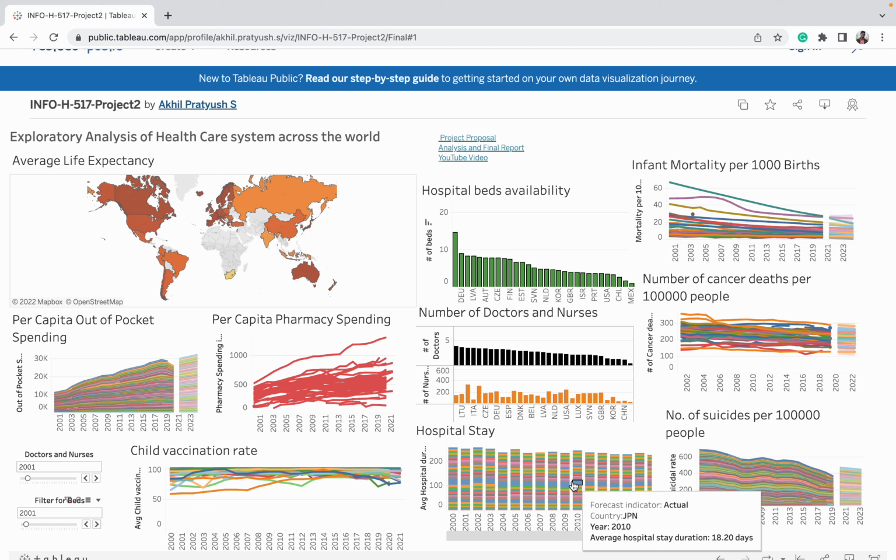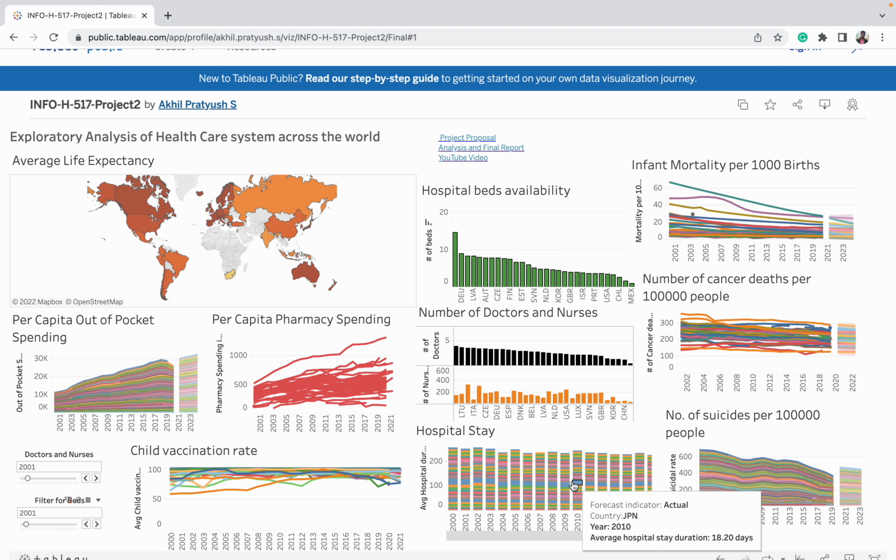So we decided to divide the dataset into three categories, each giving us a different and meaningful insight. The first category is how people's spending on healthcare is evolving over a period of time. The second one is, okay, you are spending money, what are you expecting? You are expecting quality health. So the second category is how the quality of healthcare in the world has been evolving.